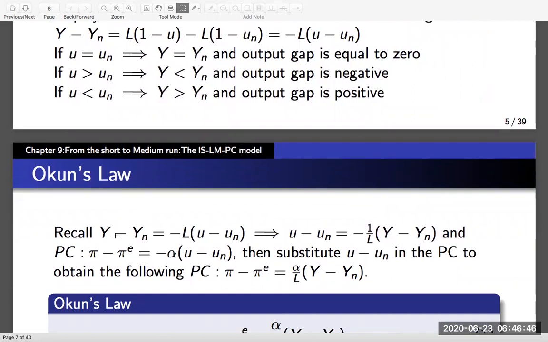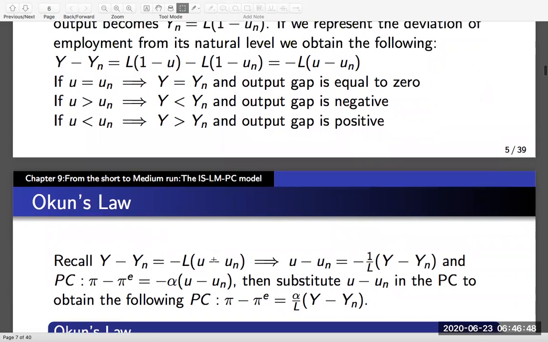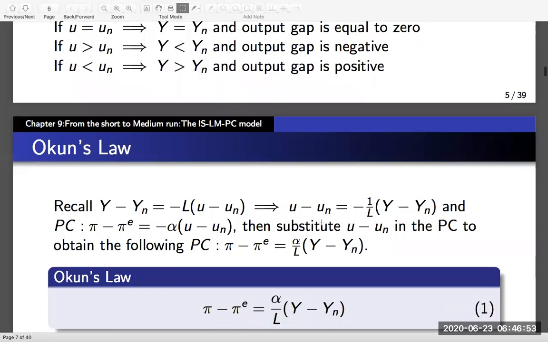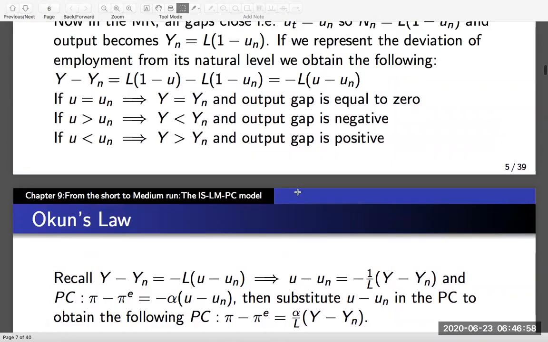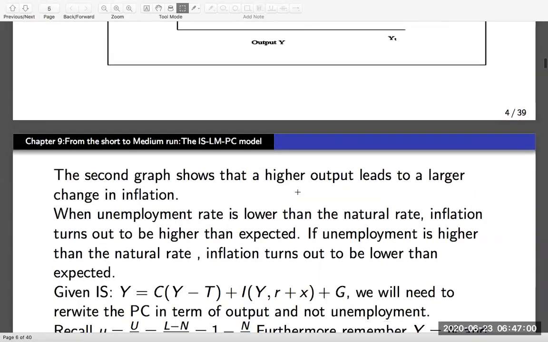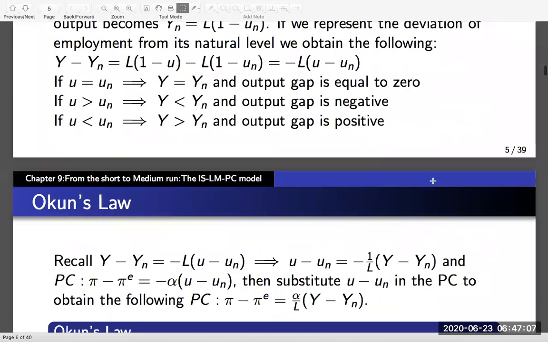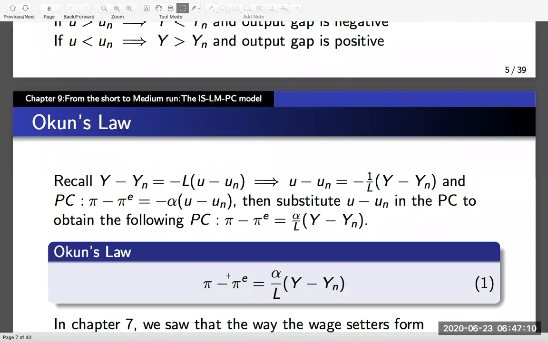Okay, so recall that Yn is equal to this. From here, Yn minus that is equal to that, which means I can actually write Un minus that is equal to this, which means in my Phillips curve equation, remember that I had this relationship, I am going to replace this part with the output gap, which is what I do here. Then I get that this now becomes your Okun's. So Okun's is showing you the relationship between the deviation in inflation explained by deviation in output, right?